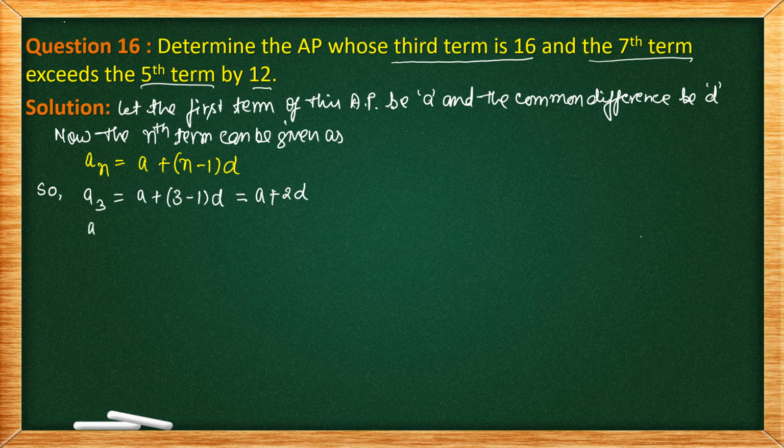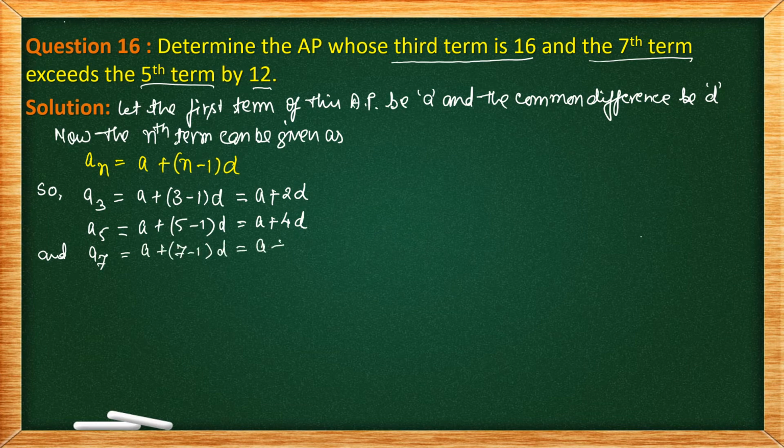Similarly, a5 is equal to a plus 5 minus 1 into d, that is a plus 4d, and a7 is equal to a plus 7 minus 1 into d, that is a plus 6d.